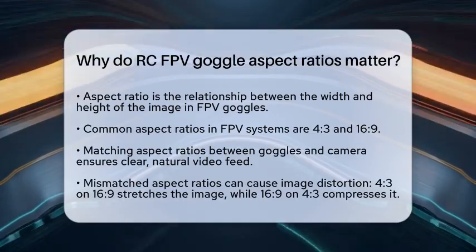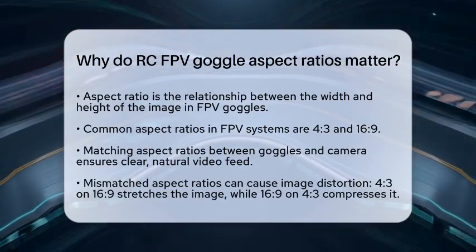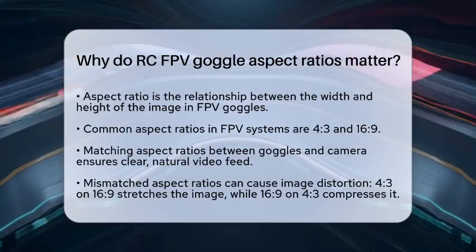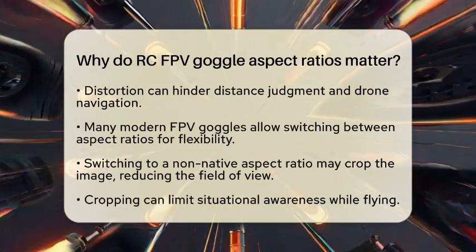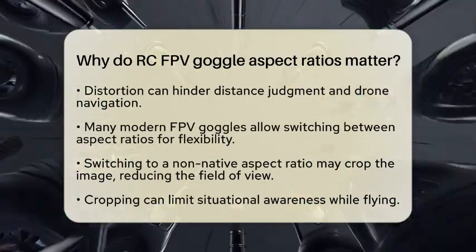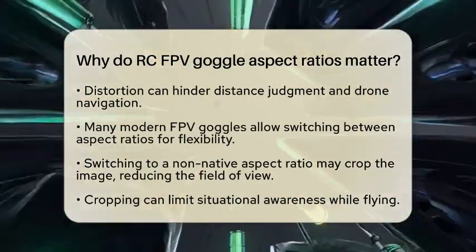For instance, if you use a 4:3 camera feed on 16:9 goggles, the image stretches horizontally. On the other hand, a 16:9 feed on 4:3 goggles will compress the image vertically. This distortion can make it harder to judge distances and navigate your drone effectively.